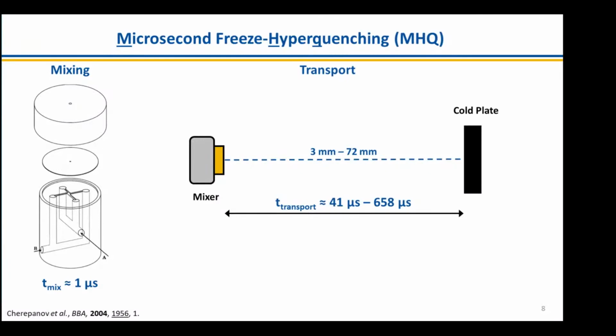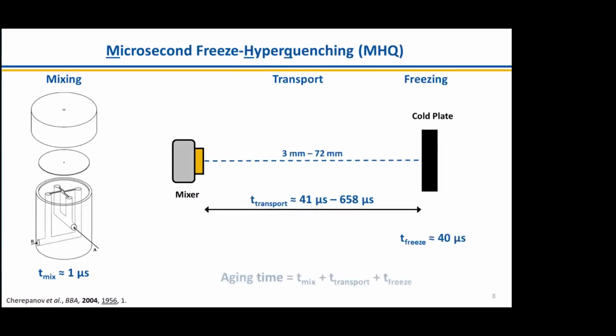And the third part of the total aging time is the freezing time, which is fixed to 40 microseconds. I should add that the mixing time and the freezing time have been determined by Sherepanov and De Vries, the guys from Delft who once invented this MHQ device. And yeah, T-mix and T-freeze are fixed, T-transport can be varied. And the total aging time of our sample is then simply the sum of T-mix, T-transport, and T-freeze.